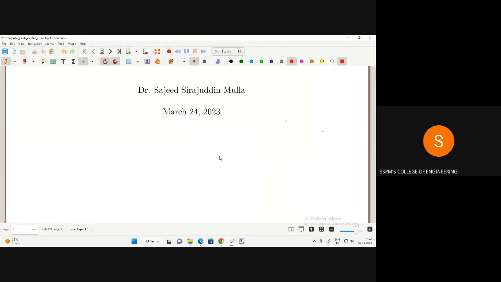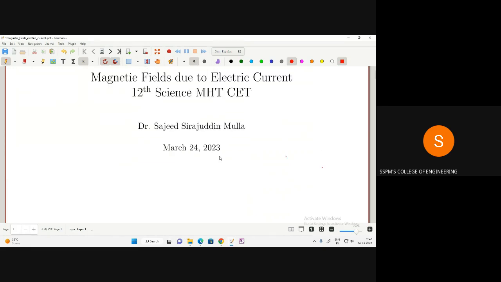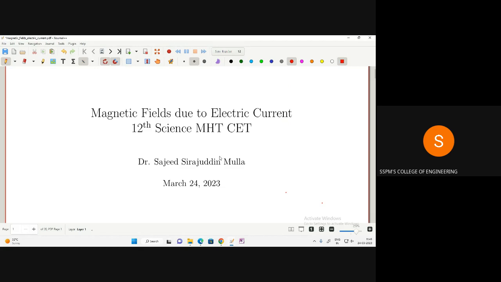When the current is flowing through the wire, then a magnetic field is produced around the current carrying wire. And the direction of magnetic induction or magnetic field is given by Fleming's right hand rule. You know Fleming's right hand rule? The thumb indicates the direction of the current and the curl of the fingers indicates the direction of magnetic induction. And using Biot-Savart law, the magnetic induction can be determined.